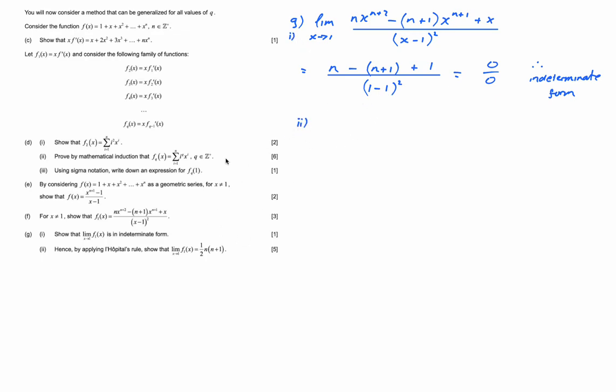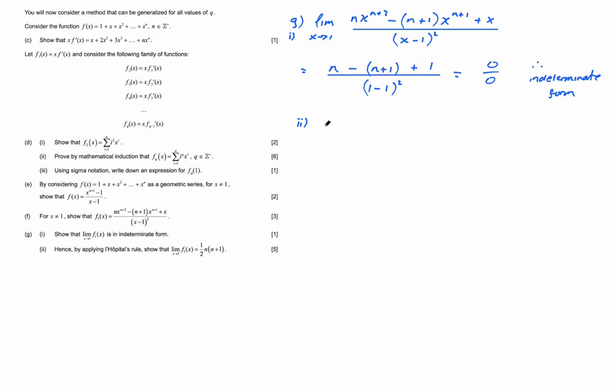So that was only 1 mark. For 2 marks, hence by applying L'Hopital's rule, show that the limit of this is equal to this. So we need to get the limit of this using L'Hopital's rule. I like this question, guys, because I know what to do. We just need to differentiate the top and differentiate the bottom and see what happens.